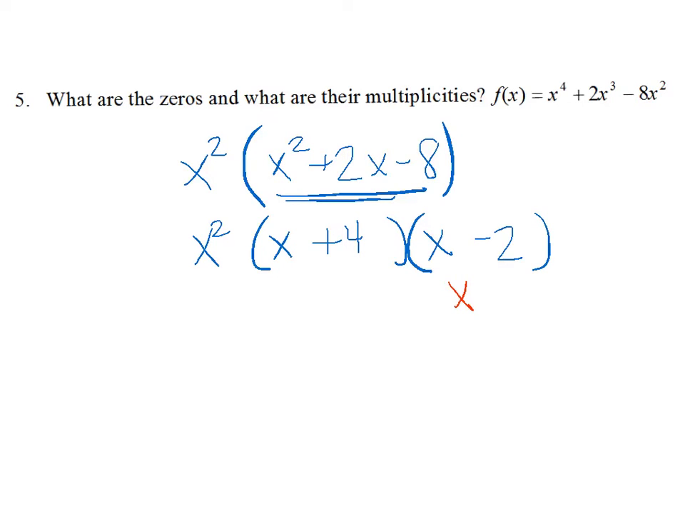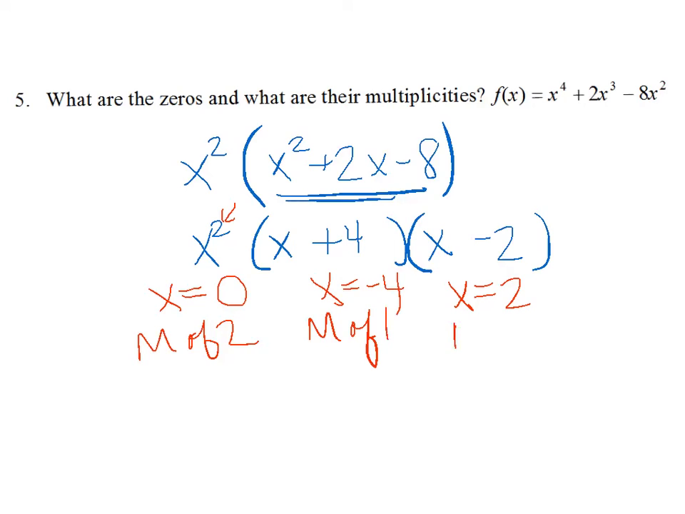So these ones are easy. X equals 2, because remember you take it, you flip the sign. X equals -4. Here, my x squared tells me x equals 0, because I'm setting these things equal to 0, so x must equal 0. And that squared there tells me that I have a multiplicity of 2. The other answers are just multiplicity of 1 because they only appear one time. But this x equals 0 appears twice, so it has a multiplicity of 2.